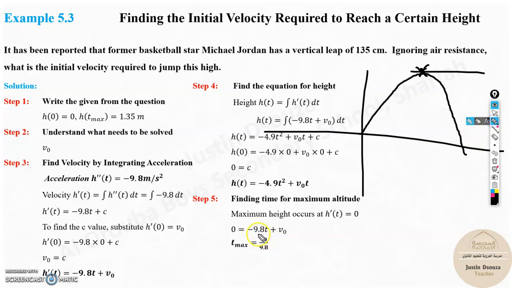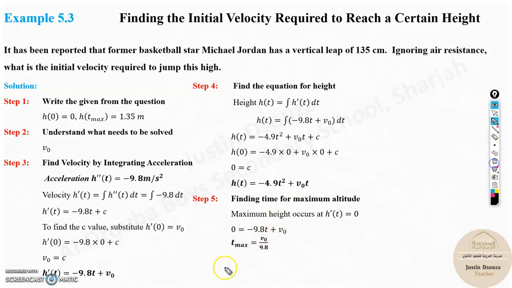So what we are doing over here is take this to the other side, it becomes plus 9.8 t, so you have 9.8 t equals v naught. So all we do is we will just divide both the sides by 9.8. You will get T max is equal to V naught divided by 9.8.